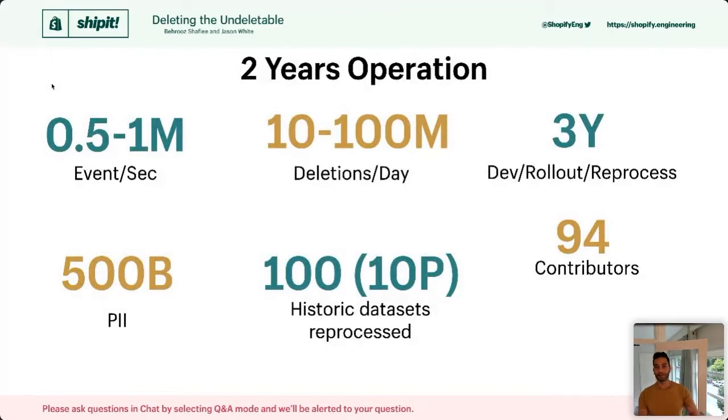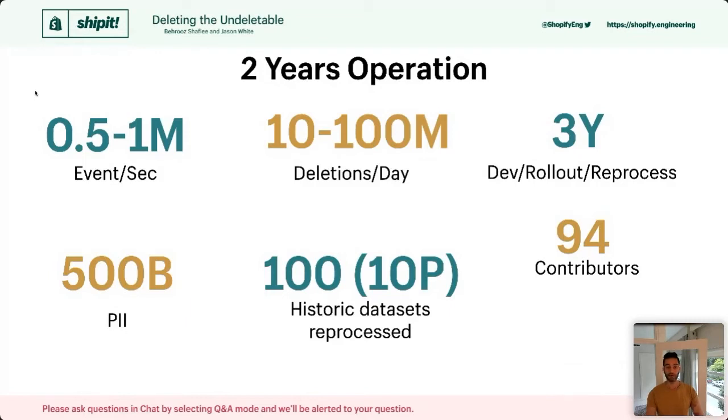So we have been running this infrastructure for more than 2 years, and it handles between 500,000 to 1 million events per second on busy days. And we handle 10 to hundreds of millions of deletions per day. And it took us almost 3 years to develop, roll this out, and reprocess most of our historic data set.